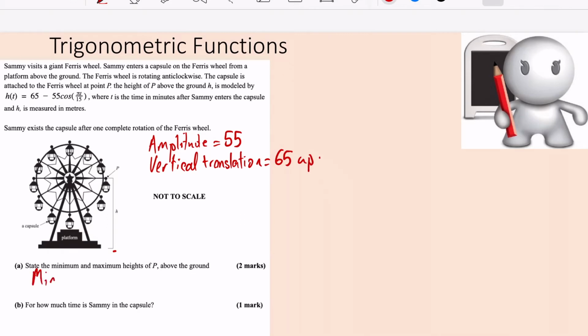The minimum height is going to be 65 minus 55, which is 10 meters. So this distance over here is 10 meters. And then the maximum height is going to be 65 plus 55, which is 120 meters. All right, so that's the answer for the first one.